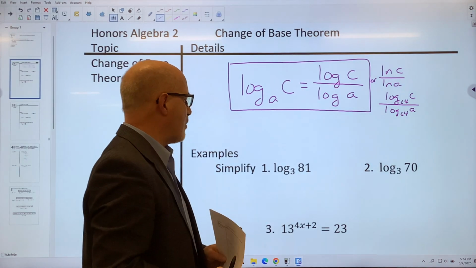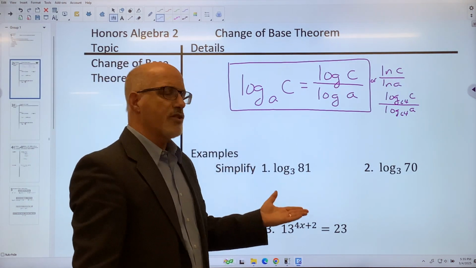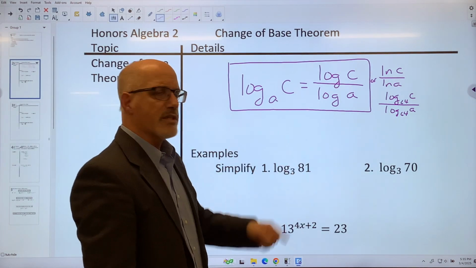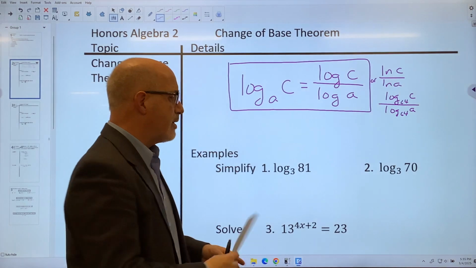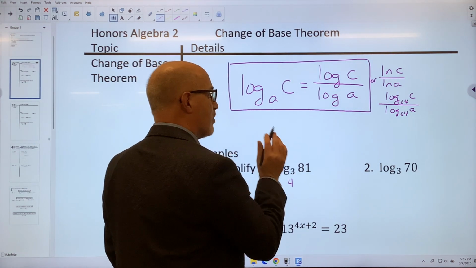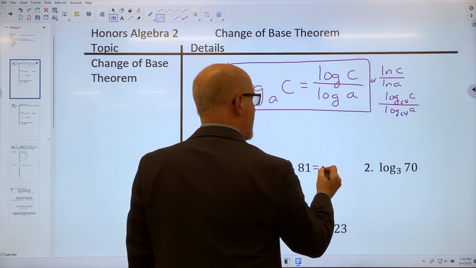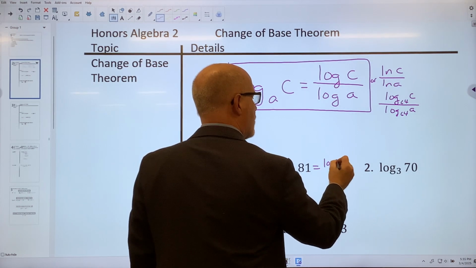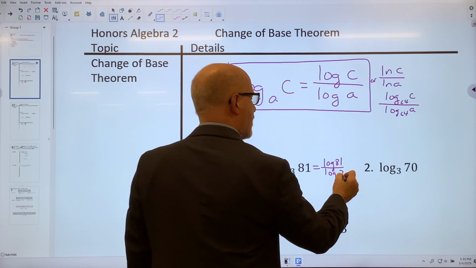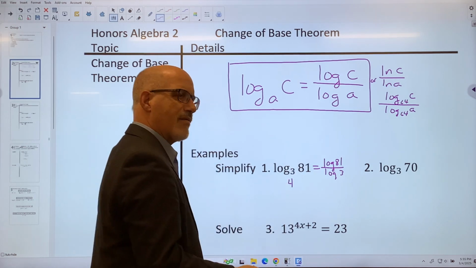Let me illustrate that with a couple of examples here. First of all, this is one that we could do without a calculator. This is asking 3 to what power is equal to 81. 3 to what power equals 81 is just 4. Now, the change of base theorem tells me that I can make this equal to log of 81 over log of 3. Log of what's inside over log of the base, and that should give me the same value.